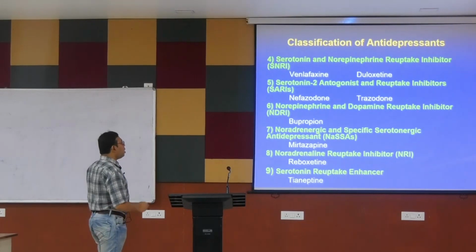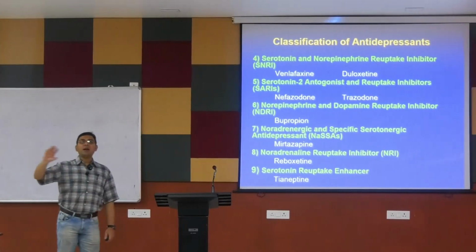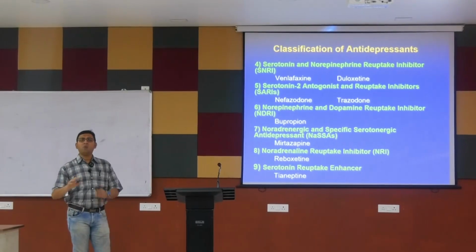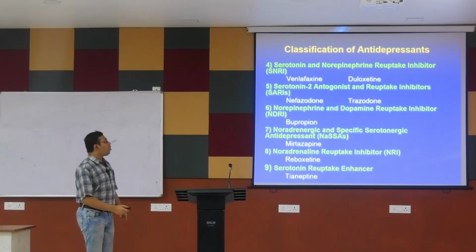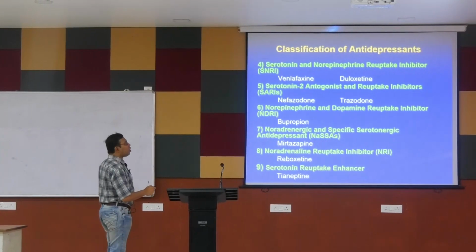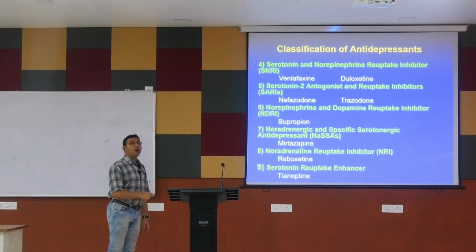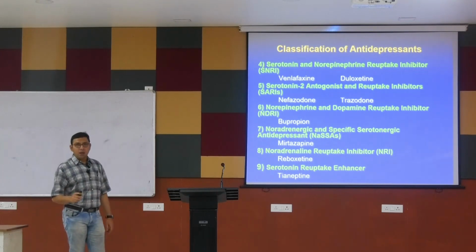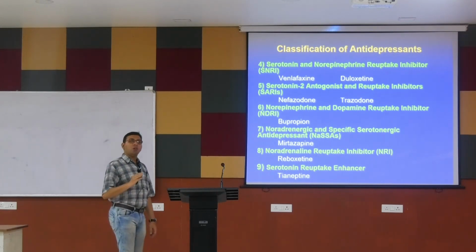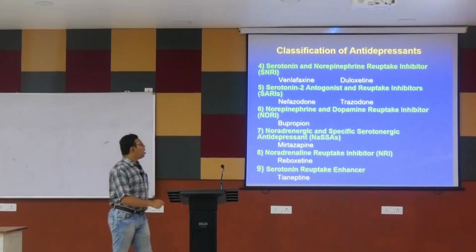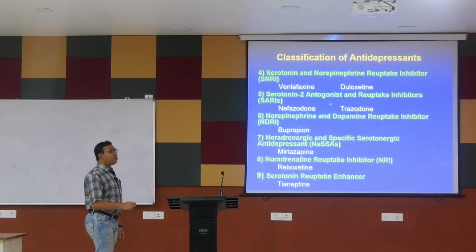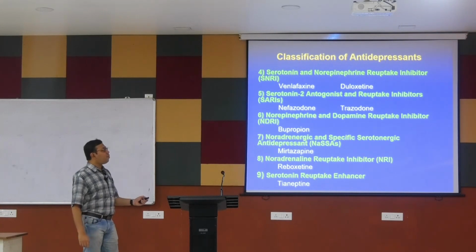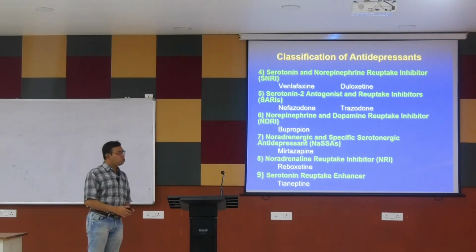There are different other drugs that act specifically on different receptors, so we can divide accordingly. For example, there are SNRI or serotonin and norepinephrine reuptake inhibitor. Example is venlafaxine and duloxetine. This venlafaxine and duloxetine also used in numerous cases. There may be some serotonin 2 antagonists and reuptake inhibitors also known as SARI. Example is nefazodone and trazodone, lesser used.